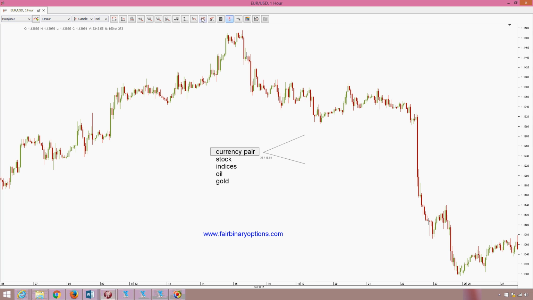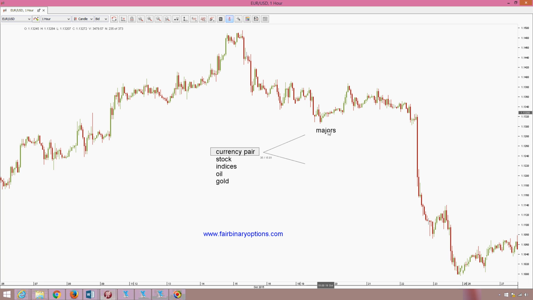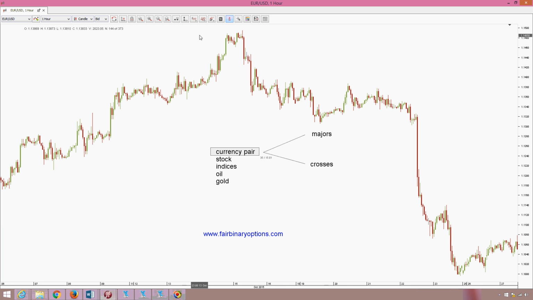We are talking about majors and the so-called crosses. What's the difference between a major and a cross? Well, the difference comes from nothing else but the US dollar.